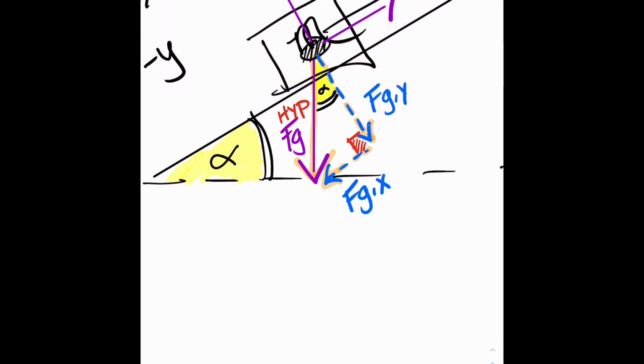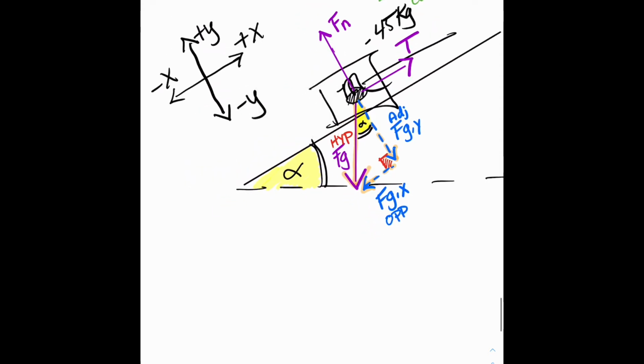And the reason we need to know that is because that gives us some direction. That FG of X is an opposite because it's across from the yellow angle. And FG of Y is next to the yellow angle alpha, so this is going to be an adjacent. All right, so that is what we have.